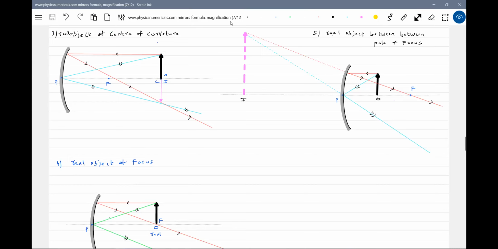Next question. If the object is kept at the center of curvature, where will the image be, according to the ray diagram? This will be the direction of incident rays. Again, the focal length of the mirror, the same mirror. The object is kept at exactly minus 20 centimeter. Height of the object. Let me write the data here.